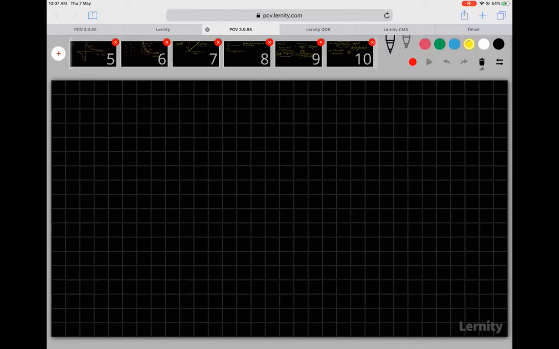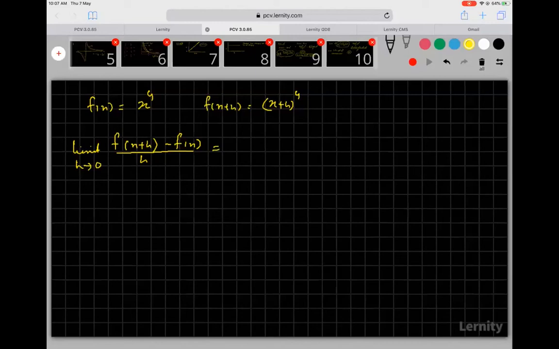Say f of x is equal to x power 4. Then can I say f of x plus h is equal to (x plus h) power 4? Then f of x is this much. So I want to do f of x plus h minus f of x by h, limit h tending to 0. So this will become (x plus h) whole power 4 minus x power 4, by h, limit h tending to 0.